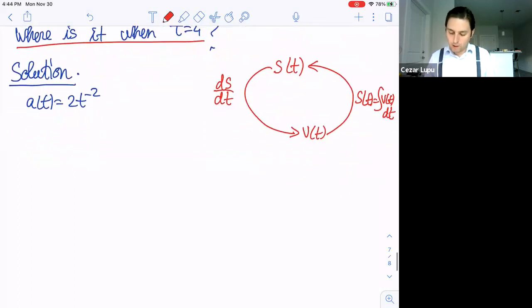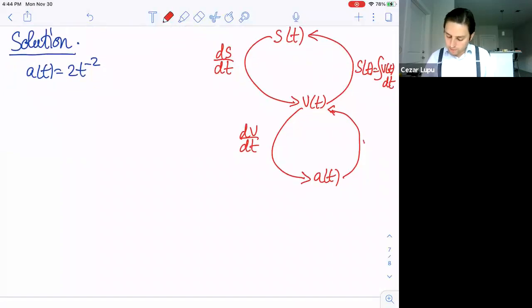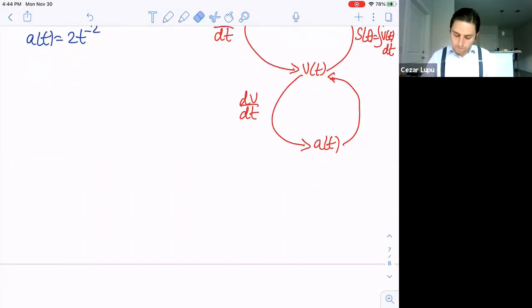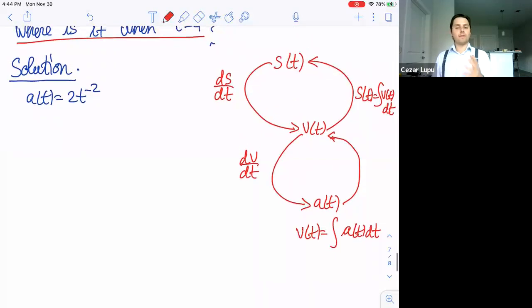But also, if we want to go to the velocity and acceleration, from v of t to a of t, this is the derivative with respect to t, and we can say that v of t will be nothing else than just the integral. In fact, let me write it here. So v of t will be nothing else than just the integral of a of t dt. So you always have to have in mind this picture.